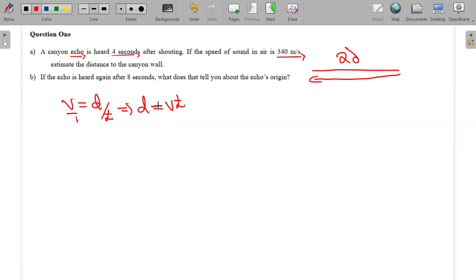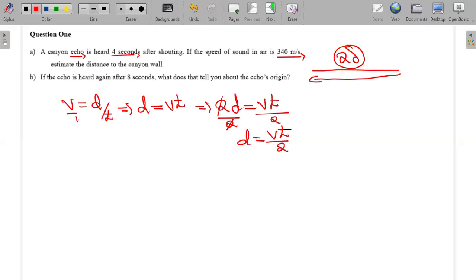But since the distance that we are covering is a round trip, it's 2 times the distance between the person shouting and the canyon wall. The distance here should be doubled, which means this equation changes from d equals velocity multiplied by time to 2 multiplied by distance equals velocity multiplied by time. Since I want to calculate the distance only, I'll divide both sides by 2, and the 2 will cancel out. That means my distance will be equal to velocity multiplied by time divided by 2. This is how we calculate distance when it comes to an echo.